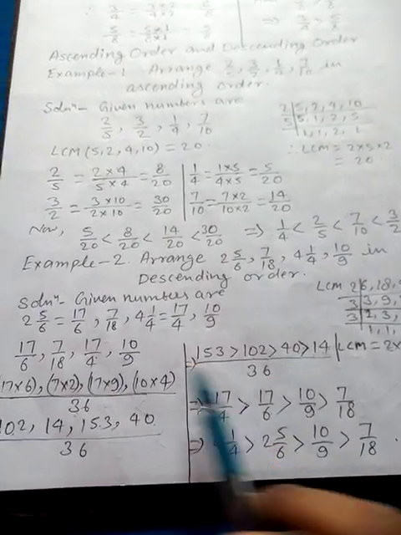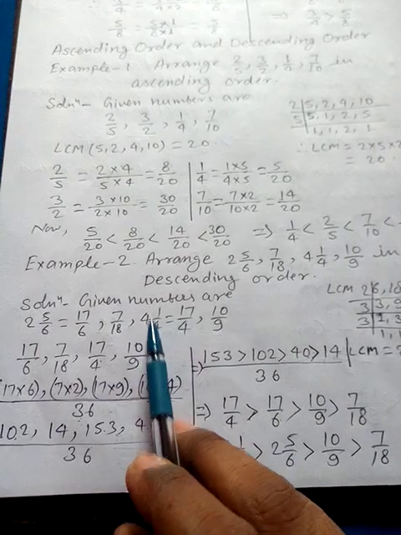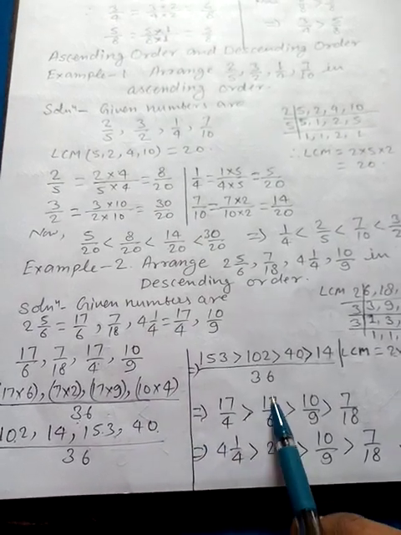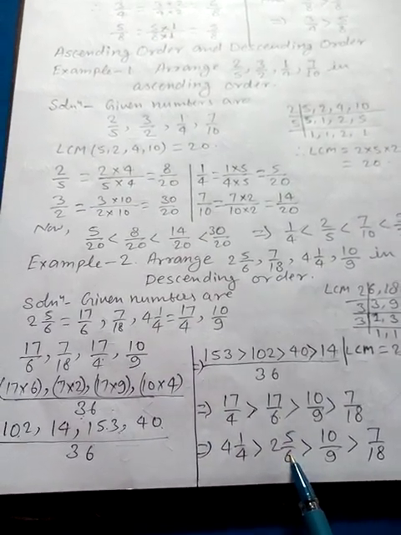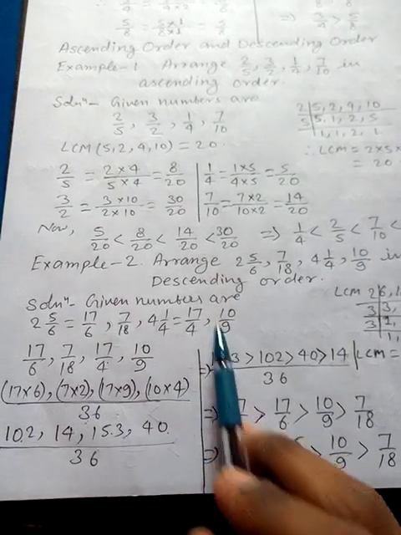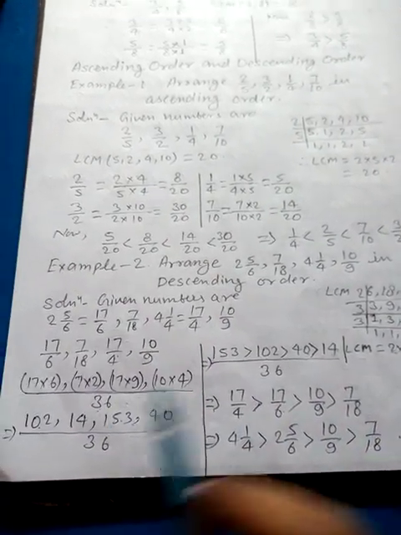17 by 4 is 4 whole 1 by 4. 17 by 6 is 2 whole 5 by 6. And 10 by 9 is given. And 7 by 18 is given. So this is the descending order.